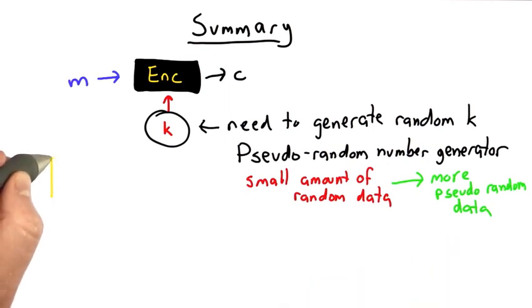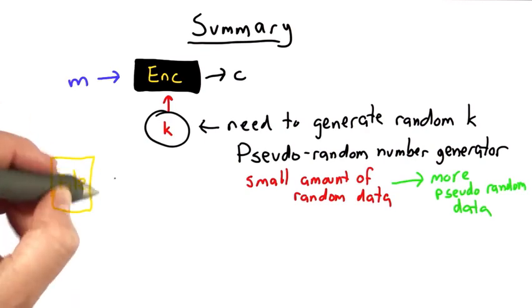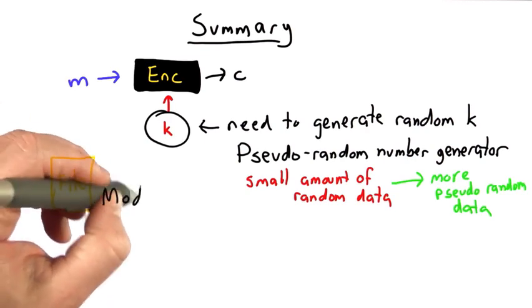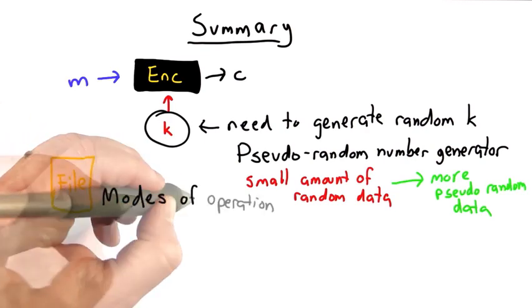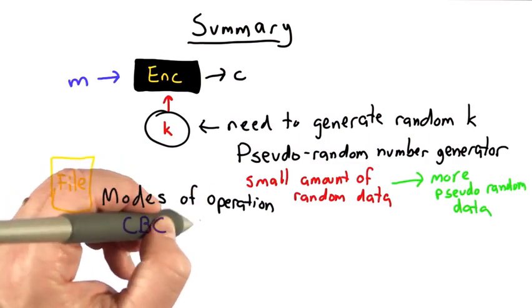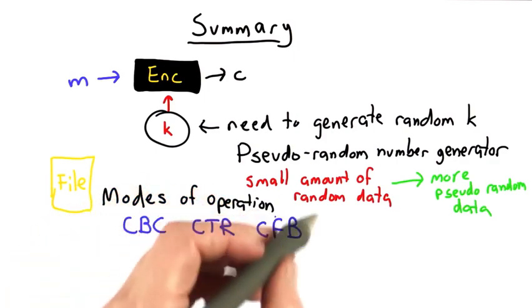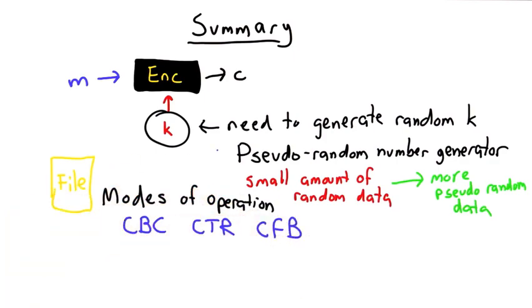We also looked at the problem of how to encrypt a large file or a large message, and that brought us to look at modes of operation for using symmetric ciphers. And we talked about the cipher block chaining mode, the counter mode, and the cipher feedback mode, all of which have different advantages and disadvantages.